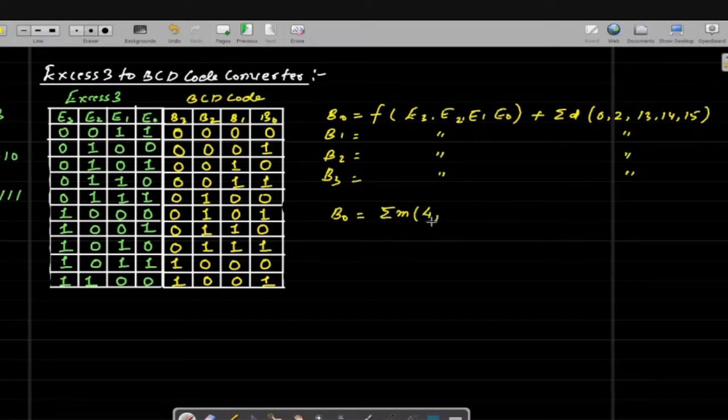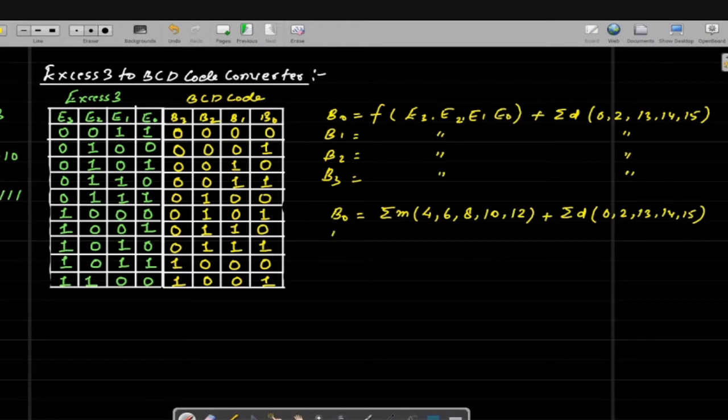So B0 will be a function of 4. Then another one I am getting over here, and this corresponds to 6. Then we have another one which corresponds to 8. Then this one corresponds to 10, and this corresponds to 12. And plus you can also consider the don't care conditions, which are 0, 2, 13, 14, and 15. Okay, so this is the unsimplified Boolean expression you write with respect to B0.